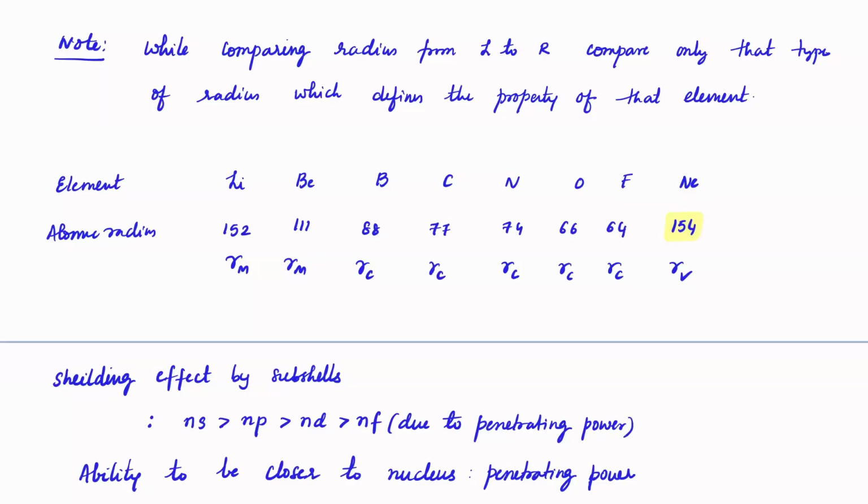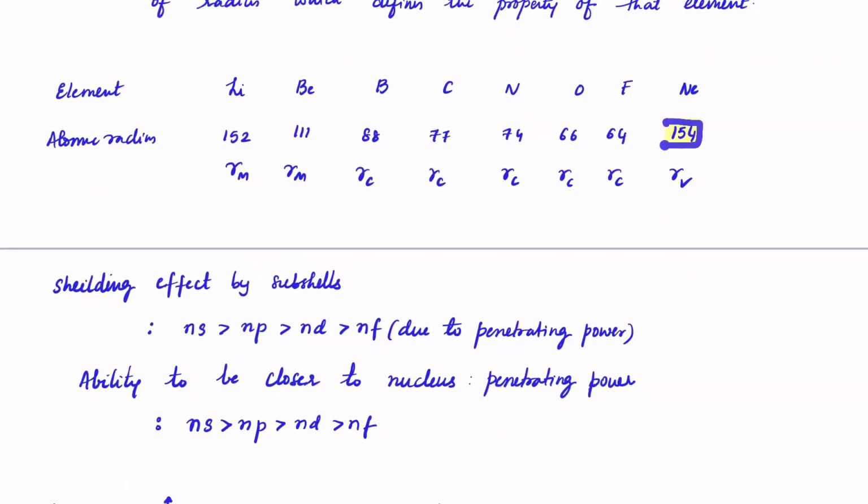Clear? Have you noticed something? Left to right, there is a trend. Check properly. The size is decreasing and becomes minimum towards fluorine, but as it comes to neon, it increases again. So that's why we say left to right the size is decreasing, but up to which group? Up to group 17. Suddenly it starts increasing towards group 18, because for group 18 we only have van der Waals radius to be considered.